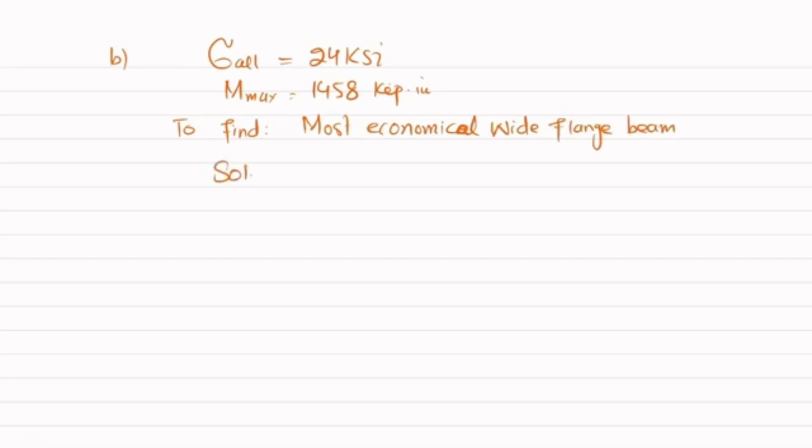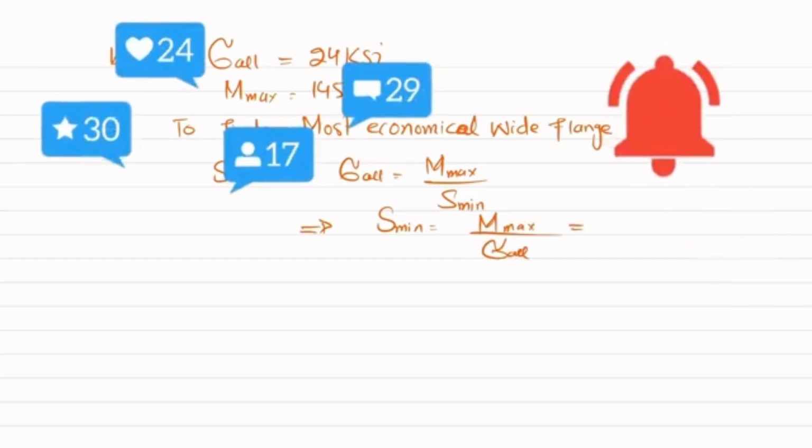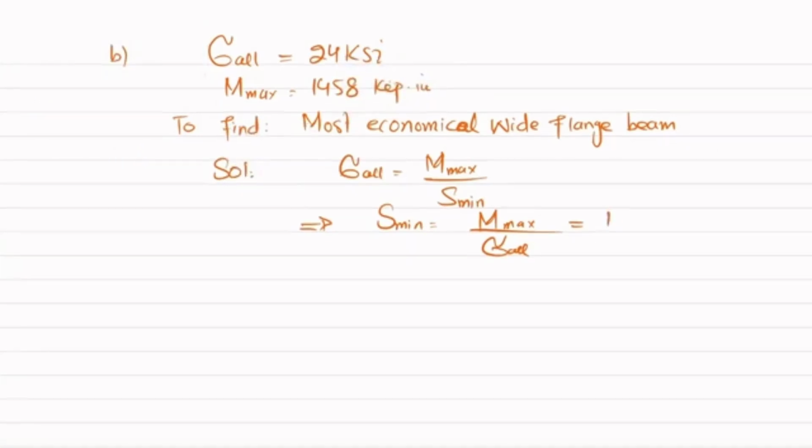Okay, so we know that allowable stress is equal to maximum bending moment divided by minimum section modulus. So from here we will get the minimum section modulus equal to maximum bending moment divided by allowable stress. So put the values: 1458 divided by 24 ksi. When you divide it, you will get 60.75 cubic inch. So this is the minimum section modulus.